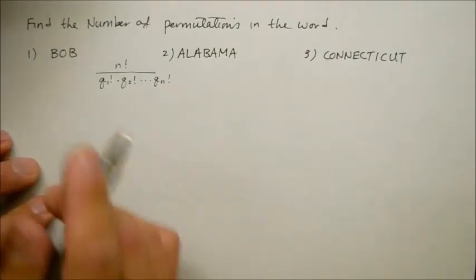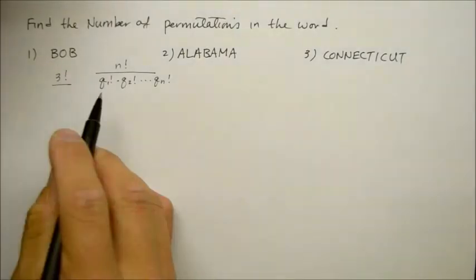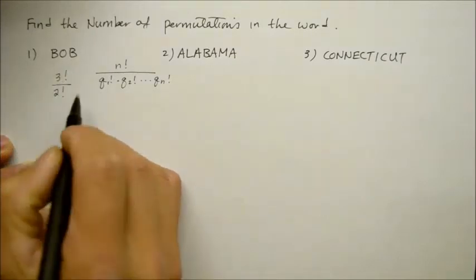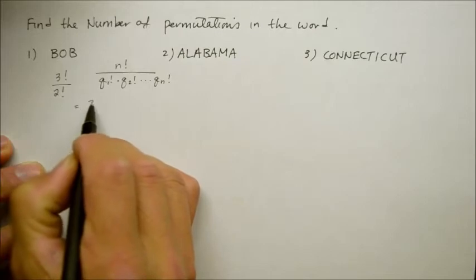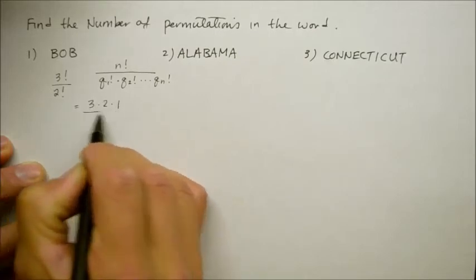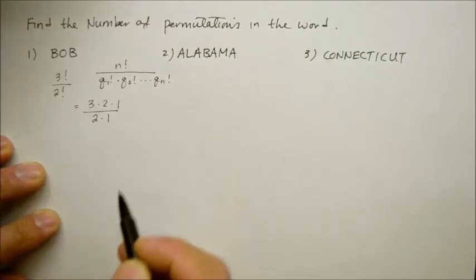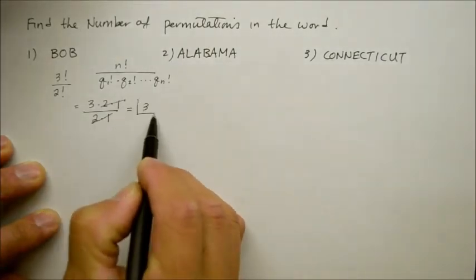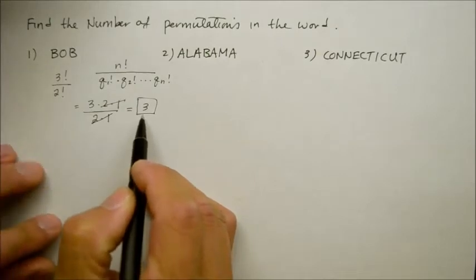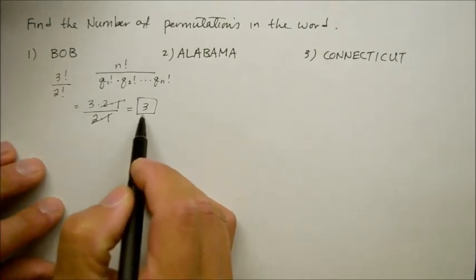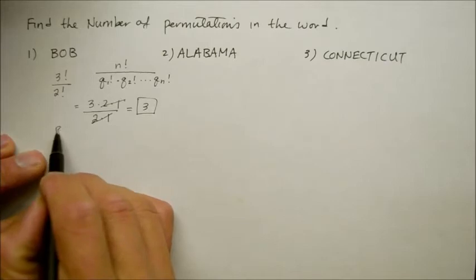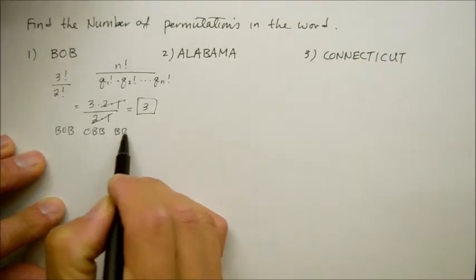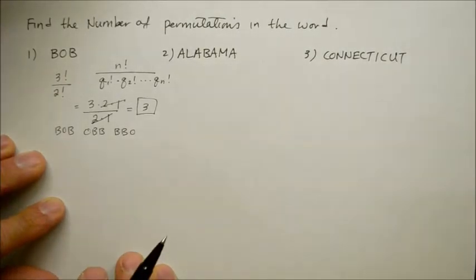So in this case, we have 3 total letters divided by 2 letters that repeat. Isn't that like saying 3, 2, 1 divided by 2 times 1? So 2 and 1 can cancel out. The total possible ways of arranging BOB is basically 3 ways. It's B-O-B, O-B-B, B-B-O. That's about it. That's kind of boring.